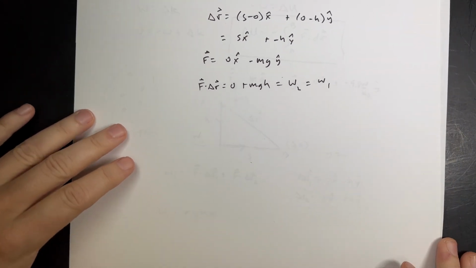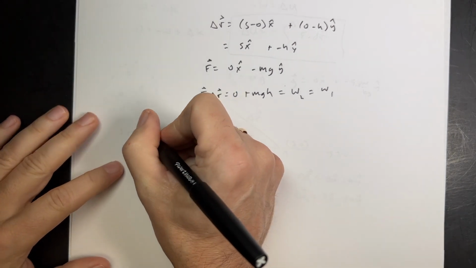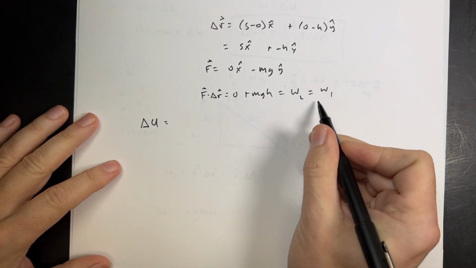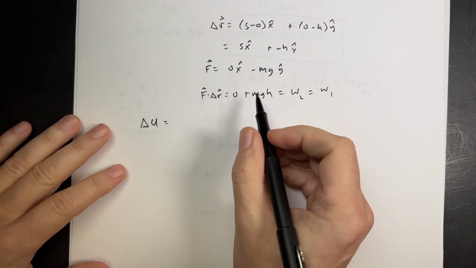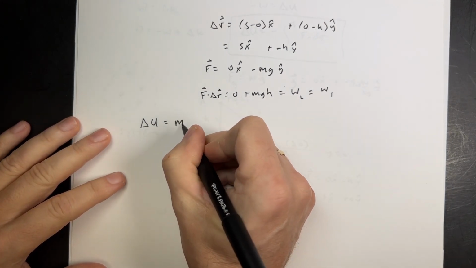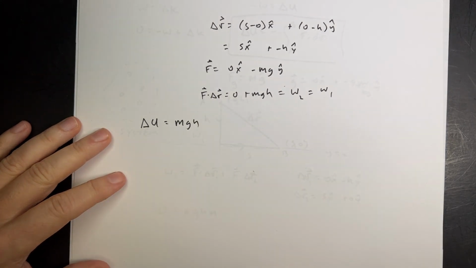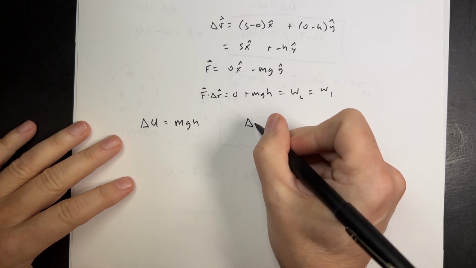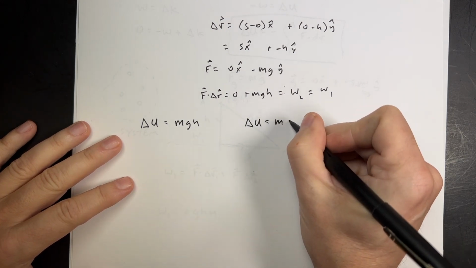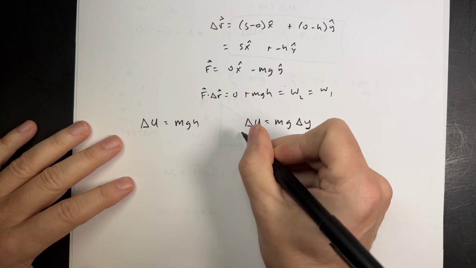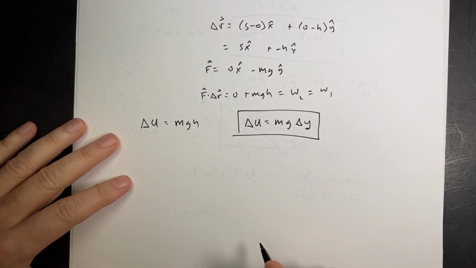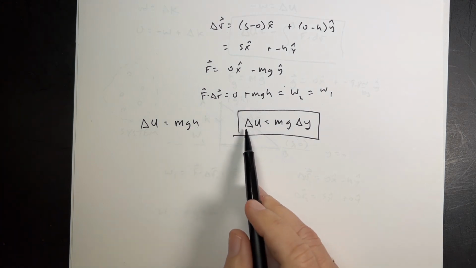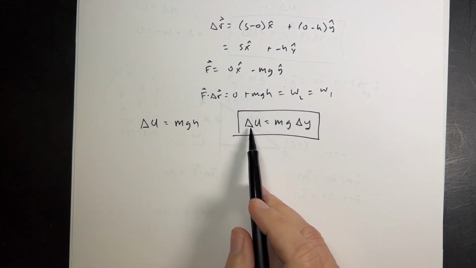Okay, so since it's a conservative force, I can say the change in gravitational potential energy is going to be equal to negative the work, but the work is mgh. So it's going to be mgh, because it's negative of that, in this particular case. In general, I can say delta U is mg delta y. And that's the gravitational potential energy near the surface of the Earth. The change, delta, is super important here, okay?